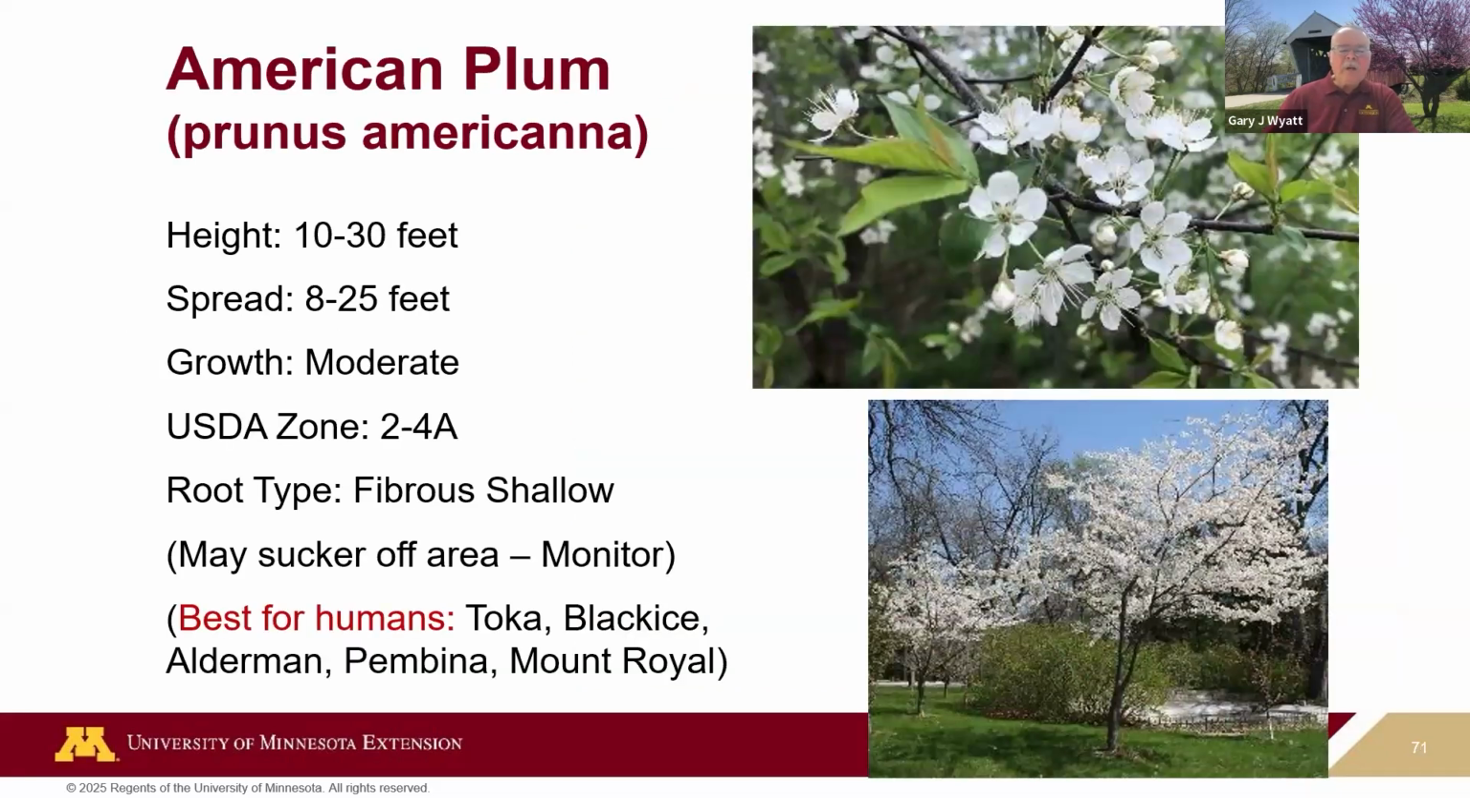American plum, I'm finding my American plum are very hard and not as edible as I had thought, but the best for humans are Toka, Black Ice, Alderman. I think Alderman is a university variety. Pembina, and then Mount Royal. So Black Ice and Toka I've seen at nurseries, very prevalent, but those are really good plum varieties for it.